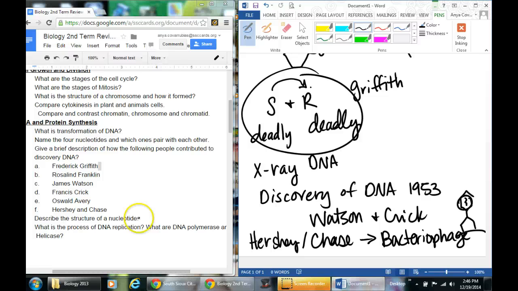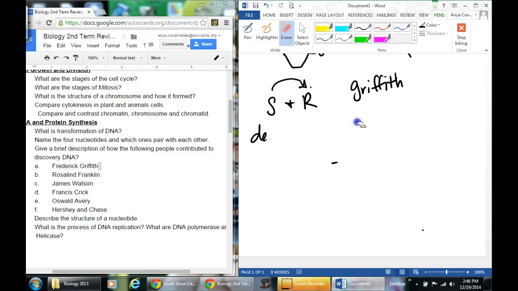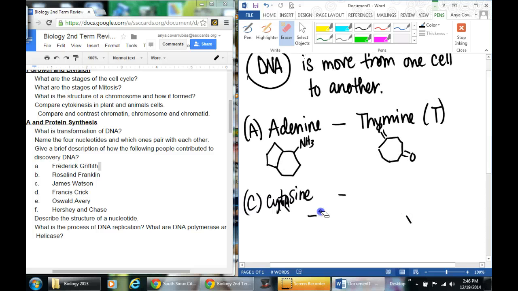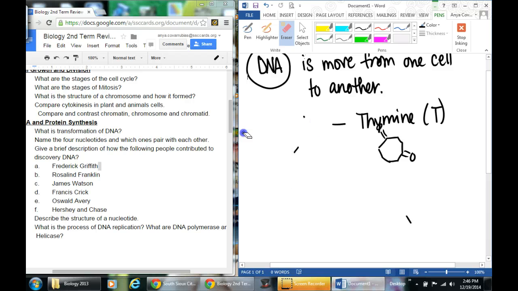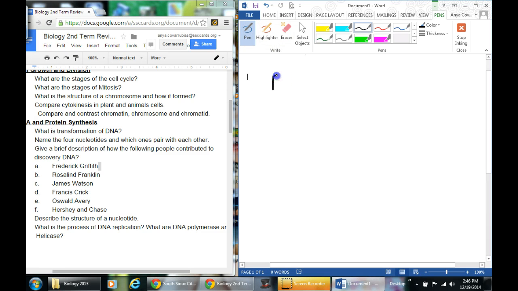Okay, so we already kind of talked about the structure of the nucleotide, so we want to talk about DNA replication now. So DNA replication, we get to talk about enzymes again, and those, remember, are proteins in the body that allow chemical reactions to take place. And this is the first one that we really investigated this term. So enzymes in DNA replication consist of DNA polymerase and helicase.